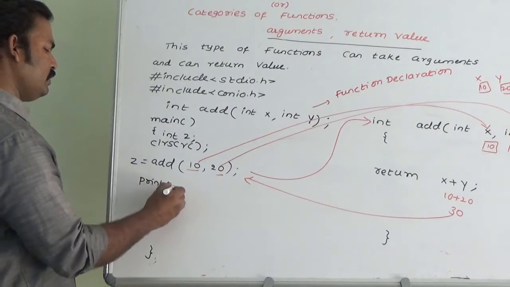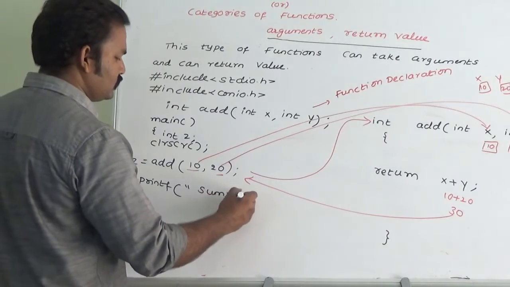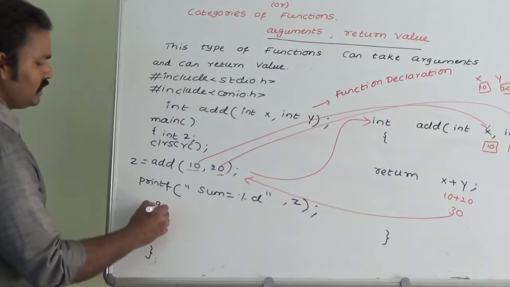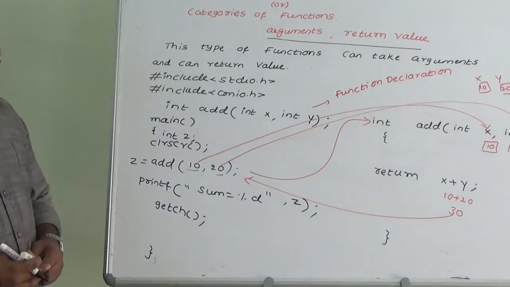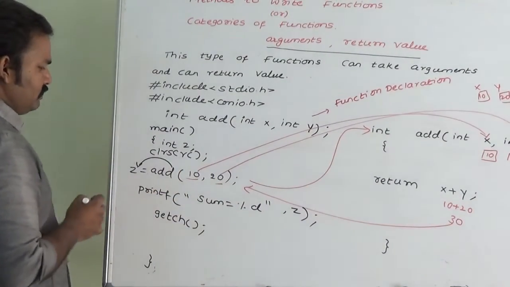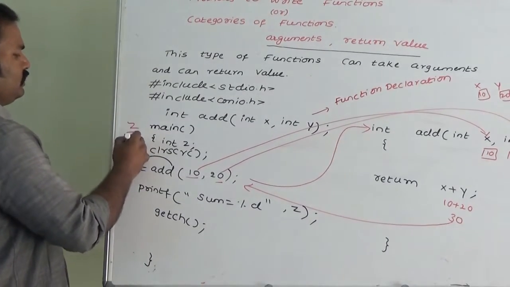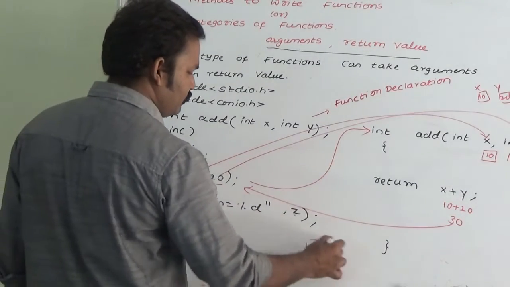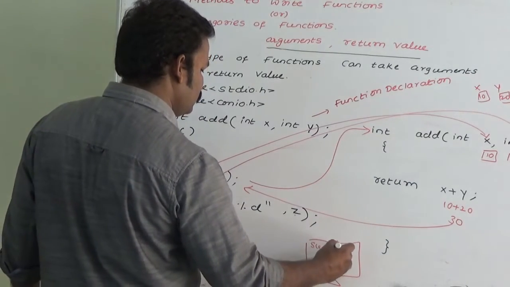Next, the printf statement prints the z value on the screen: Sum is equal to %d comma z. Next, getch. So 30 is assigned to the z variable, the z value is 30, and the printf statement prints the z value on the screen. So this is the output: Sum is equal to 30.